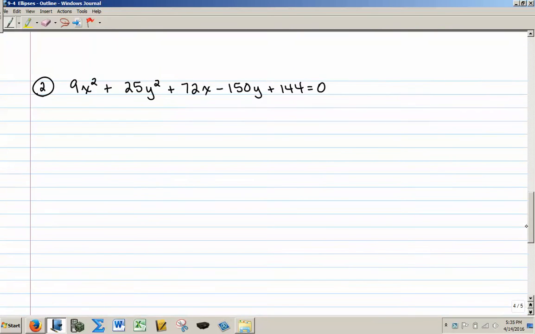Our second example is a little more complicated because this is not in standard form. This is in general form. And we saw this when we were dealing with the equation of a circle and a parabola as well. So I need to do that little trick of completing the square.